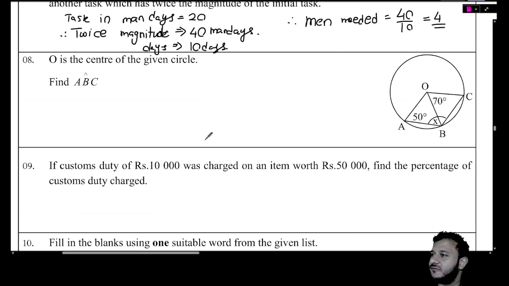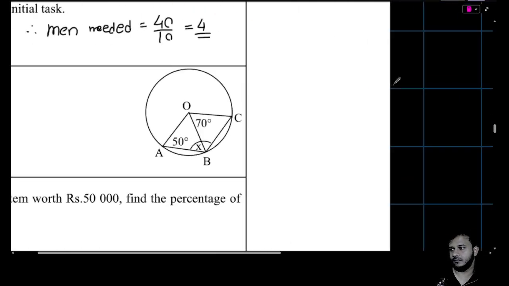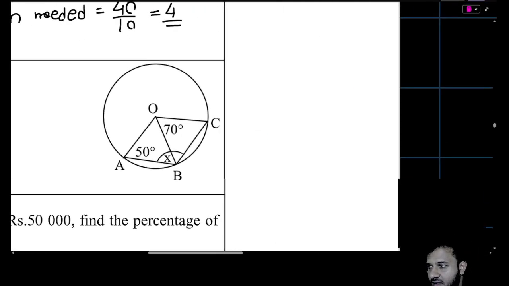O is the center of the given circle. ABC angle. Look here. Now this is a what, Pute? Radius. This is a what? Radius. So then this angle here and this angle here are same. Why? Isosceles triangles, right? So then what can I say? From here to here, it is 50 degrees.